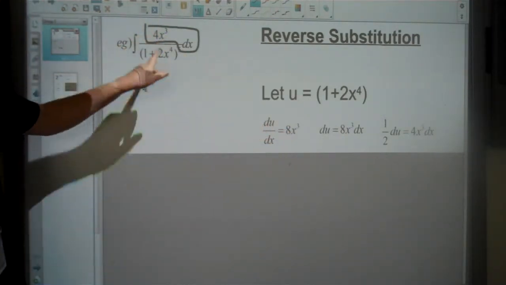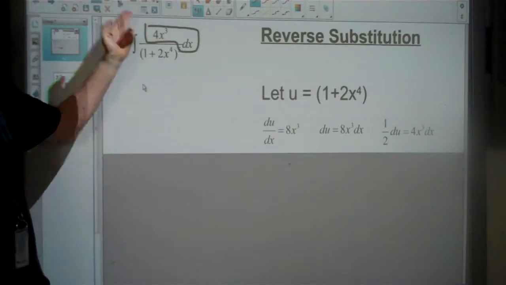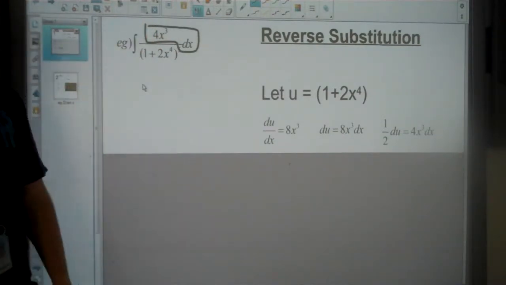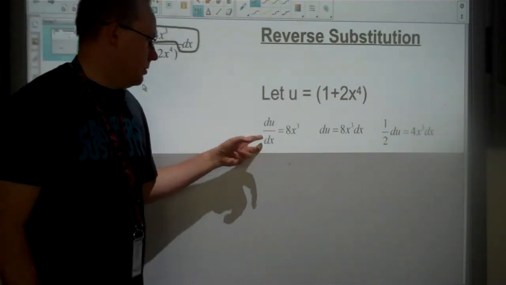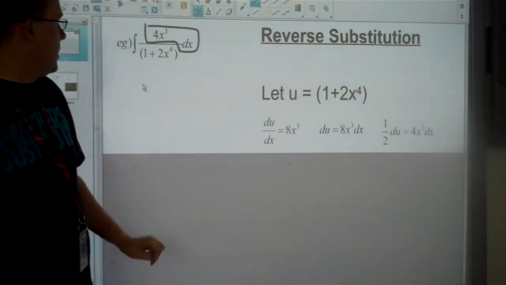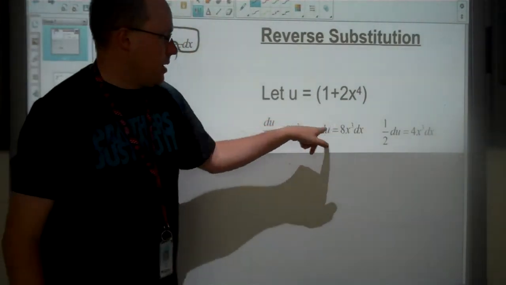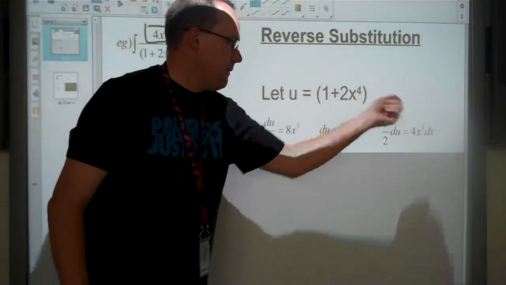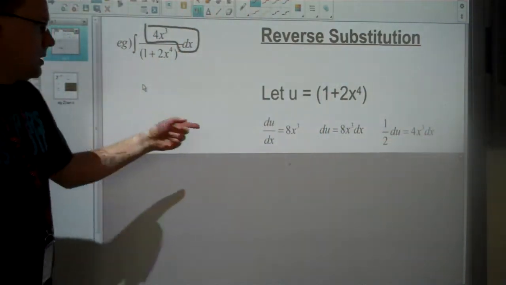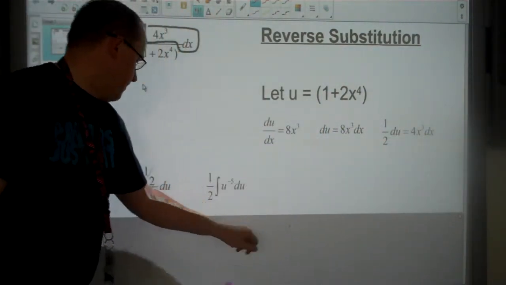So what we're going to try and do is make this in terms of what we have here. Now notice that 8x cubed is pretty close to 4x cubed, and that should be the case for all of my questions. It should just be a simple multiple. So if I multiply both sides by dx, I can see that all I need to do is halve both sides here, and then I do get 4x cubed dx. So once I've done that, I can then substitute.